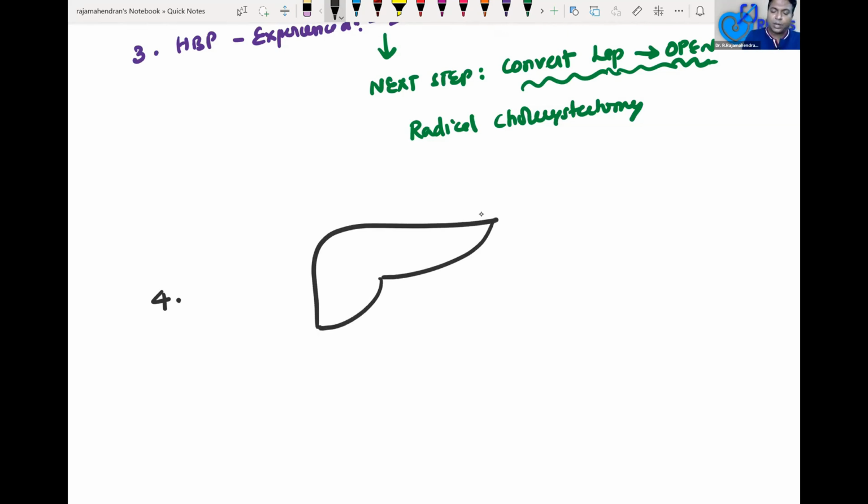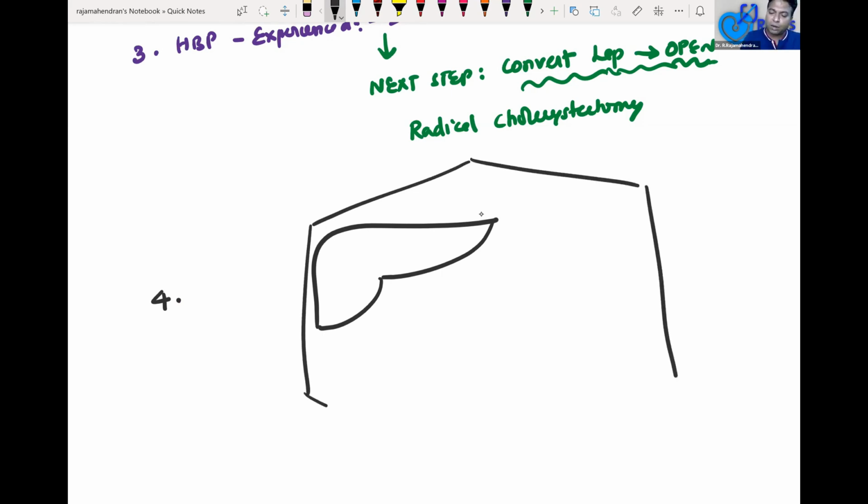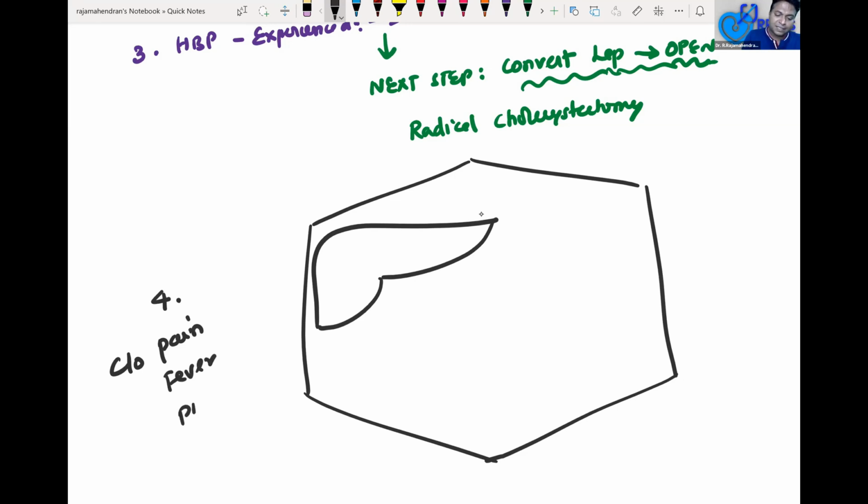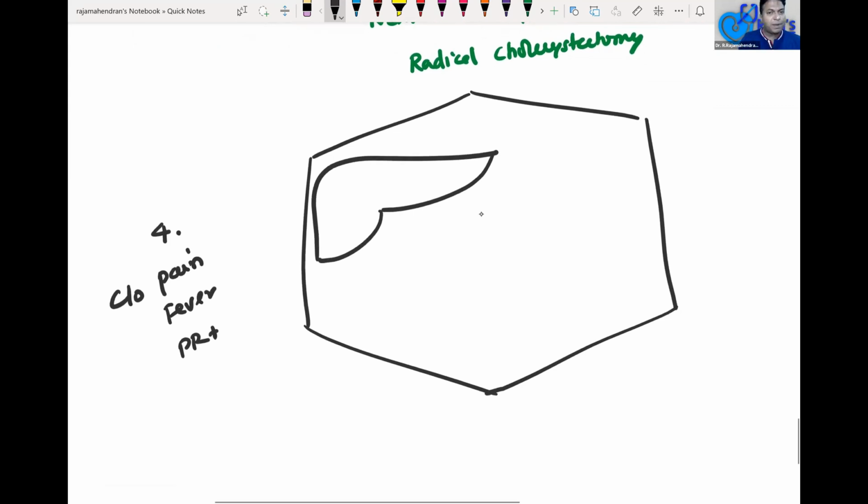So next question I'm going to tell you: we have done a laparoscopic cholecystectomy successfully for the patient. Now the patient on second post-op day is coming to you with complaints of pain in the right hypochondrium. He is having fever and the pulse rate is high. Whether it is the first, second or third post-op day, the patient has pain in the right hypochondrium and fever. What should I do next?